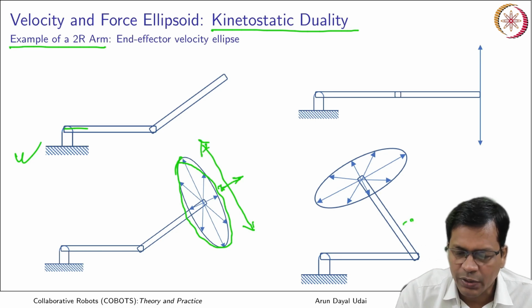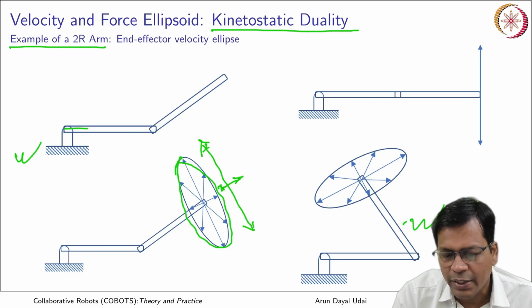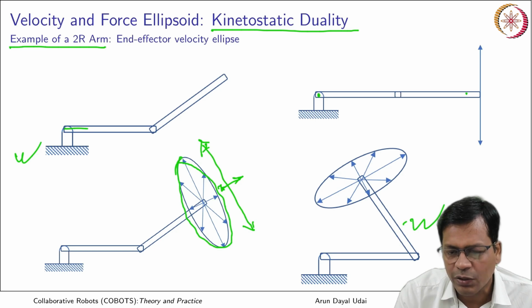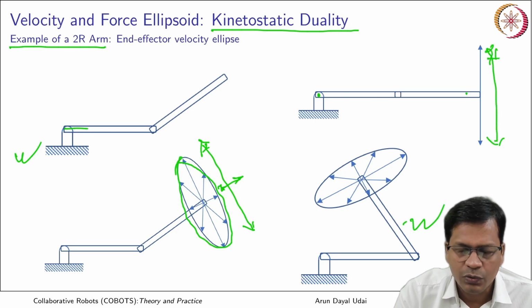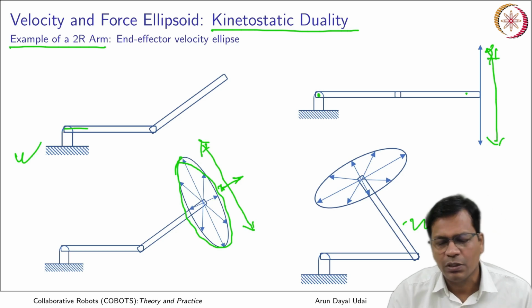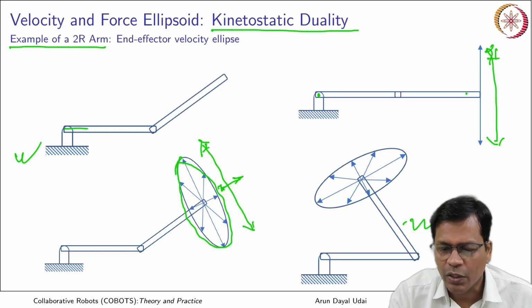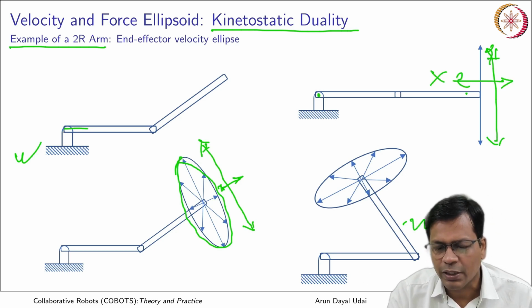So when it is configured like this, it is like this, and in this case when it is fully stretched, it is singular. In this case you can only move along this direction. So you see, your velocity ellipse is fully collapsed. Okay, you cannot move along this direction at all.